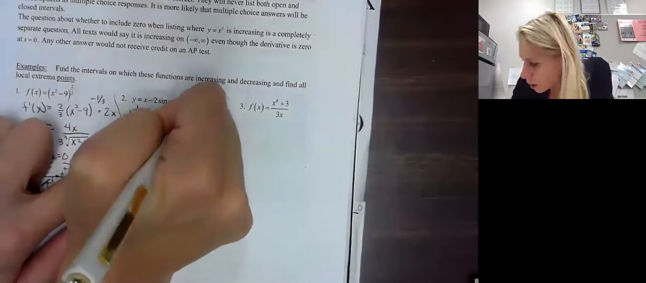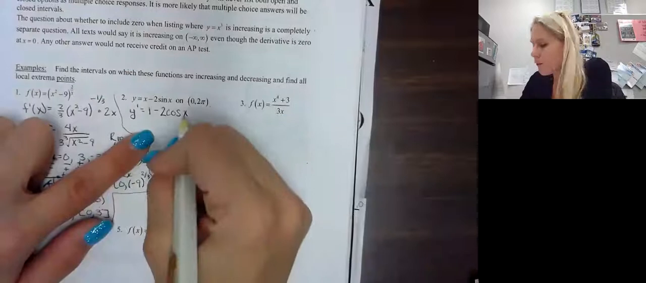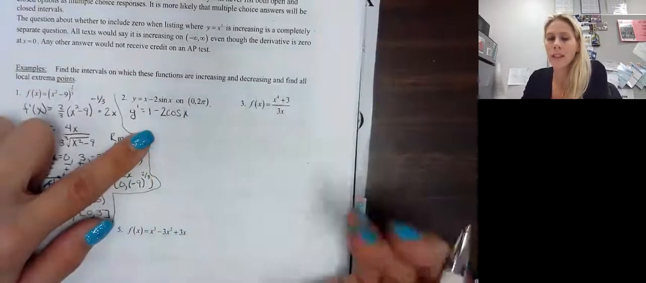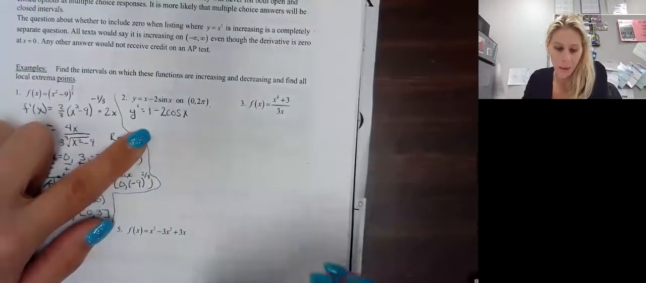So are there any domain restrictions? No, because this is sine, right? There's no problems with sine. If it were tangent, we'd run into a situation. So next, let's take our derivative. We get 1 minus 2 cosine of x. We would multiply by the derivative of the inside there, but the derivative of the inside is 1. So we can keep that as.